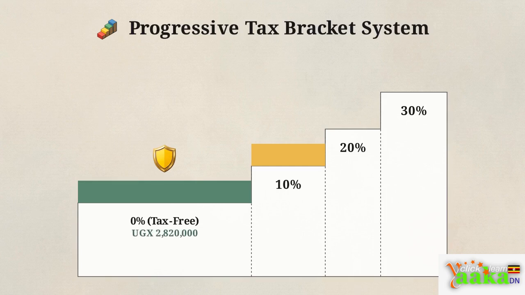This structure protects low-income earners. The lowest step is entirely tax-free. So even if you earn enough to reach the top 30% bracket, your first block of income is completely untouched. Moving into a higher bracket only ever increases the tax on your extra income.